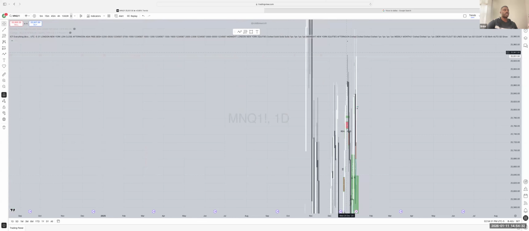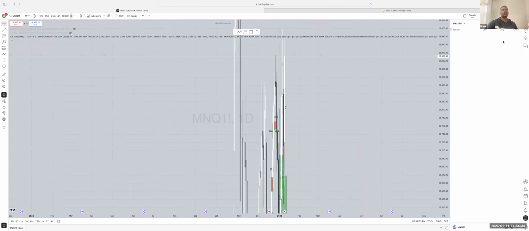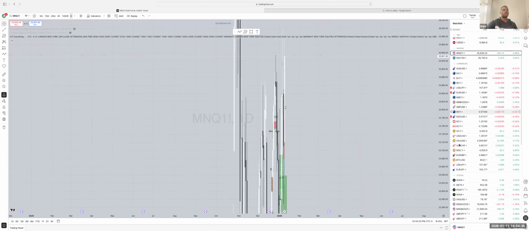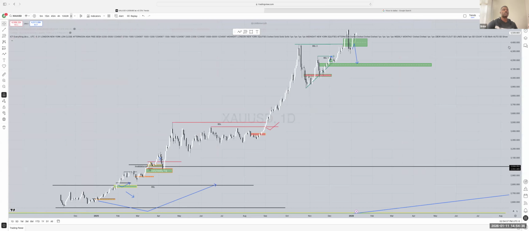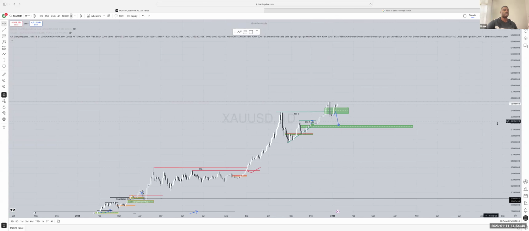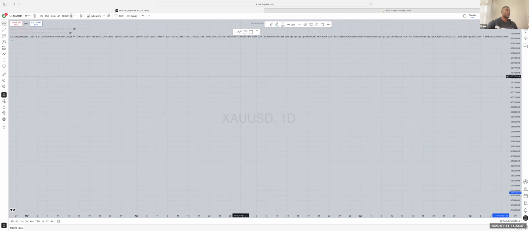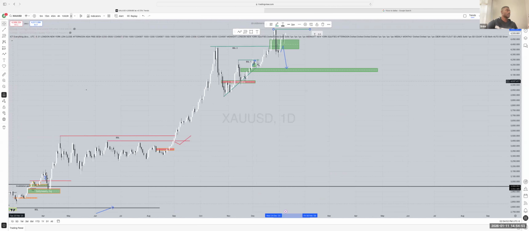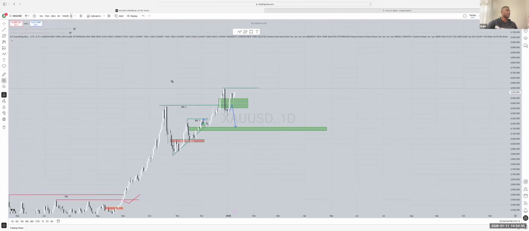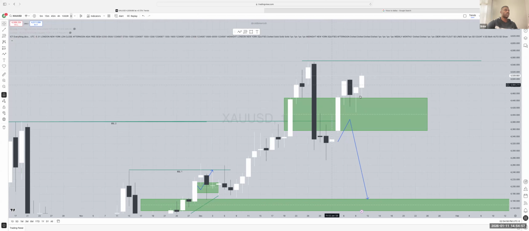So let's look at Nasdaq. Oh, my bad, let me go back to gold. So what do I think is going to happen this week? This is pretty much trading at the all-time highs here, so the only thing I can really do and project is the market will take the high. We inverted this fair value gap pretty much.